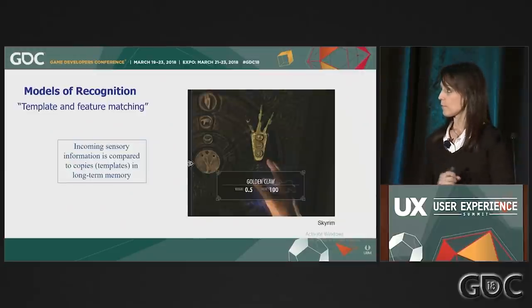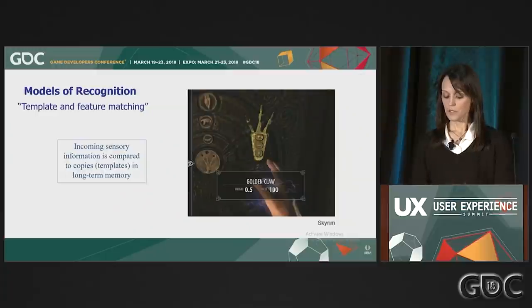Skyrim is another example of this with the golden claw, where the task for players to complete is based on a template, and the game hints at what will match. And if there is a match, the content unlocks. And again, only this combination will do it, or the number or correct order of things.